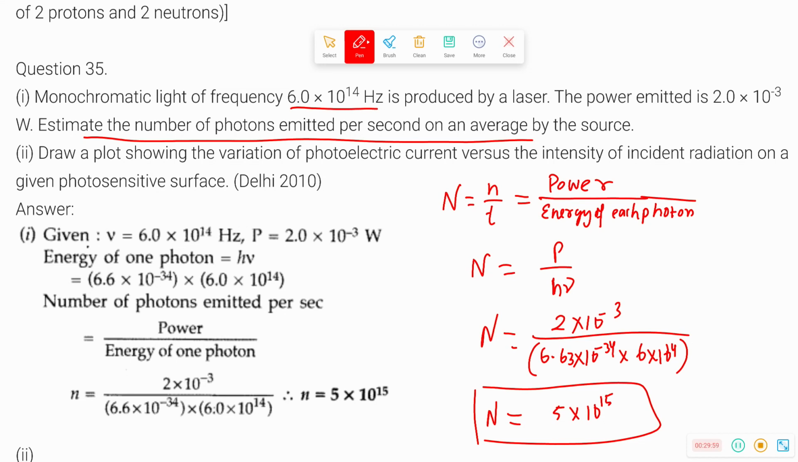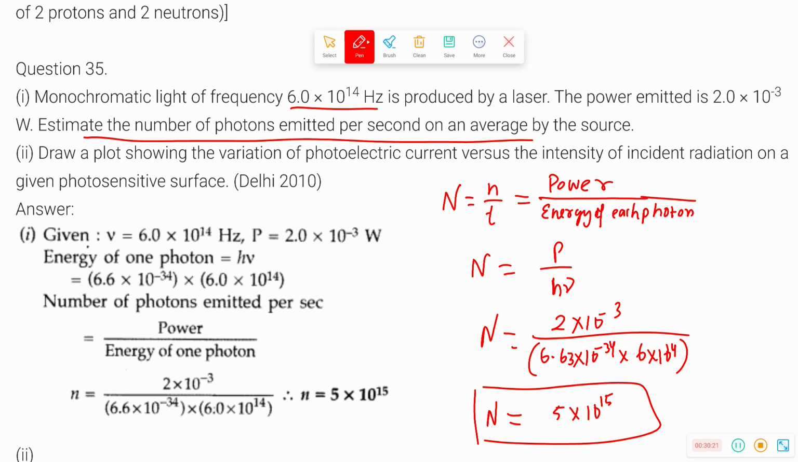Now what is the second part telling? Draw a plot showing the variation of photoelectric current versus intensity of incident radiation on a given photosensitive surface. So you draw the current and intensity graph. Which graph do you tell? How is the nature of the graph?